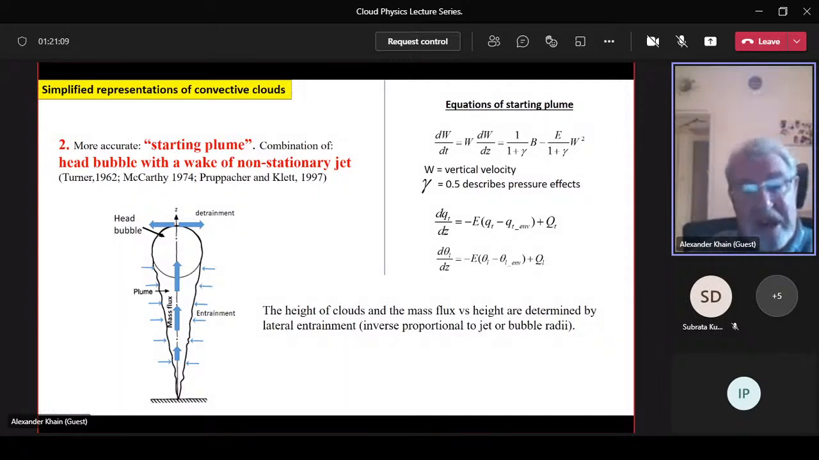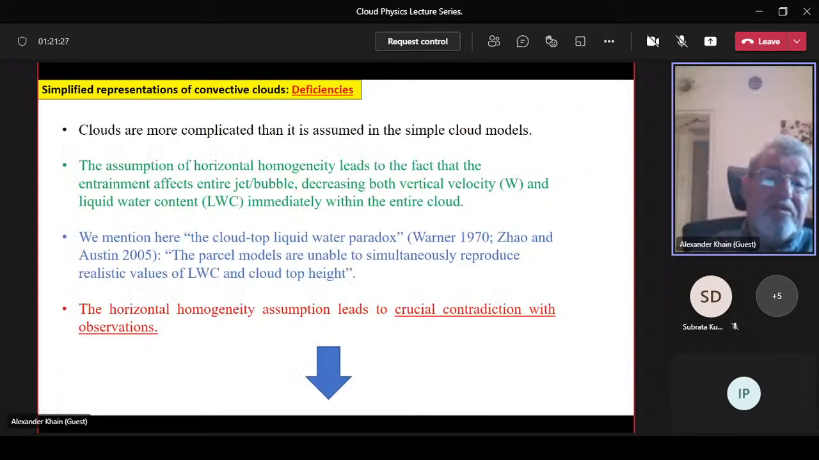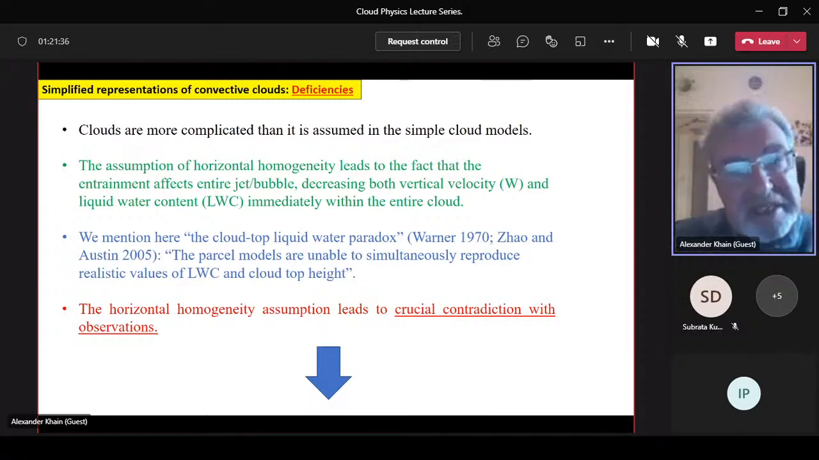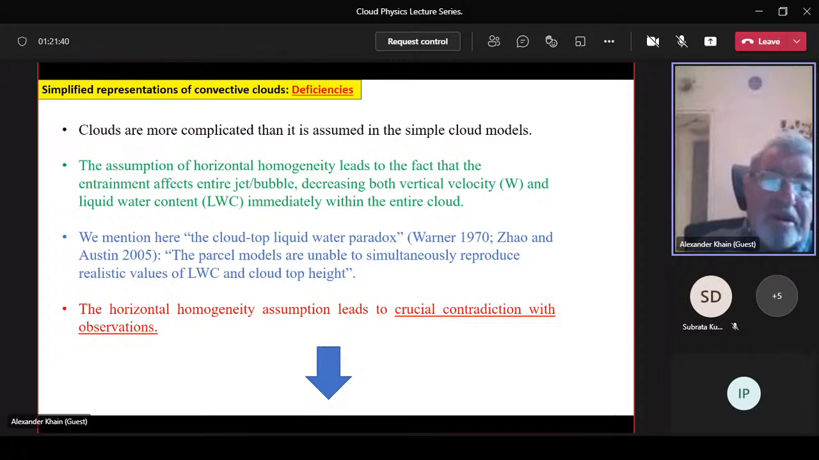Height of clouds in this representation and the dependence of mass fluxes on height are determined by lateral entrainment. What I said is that it is inversely proportional to the jet or bubble radii. And of course, these representations have significant deficiencies. Clouds are much more complicated than is assumed in these simple cloud models.